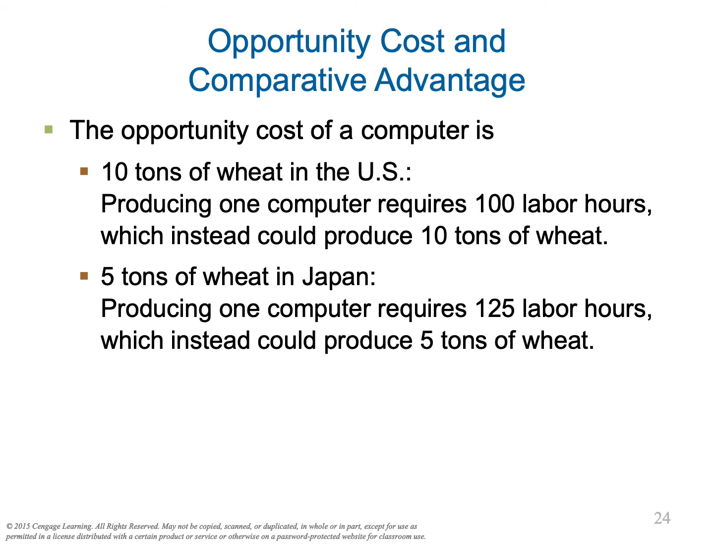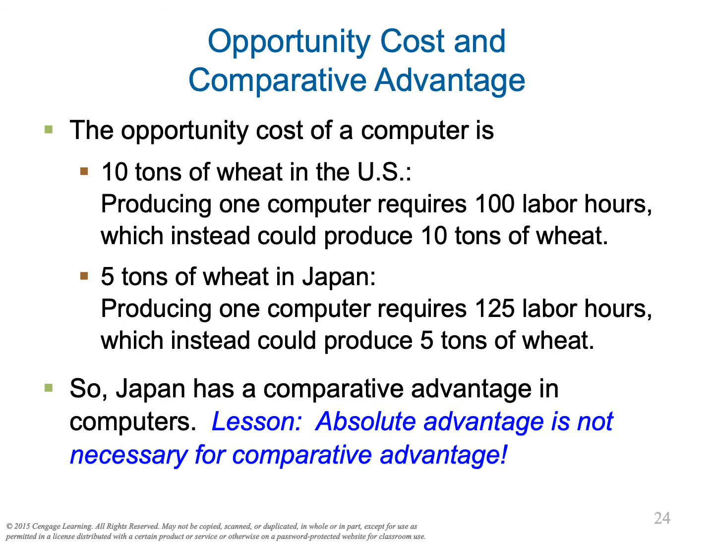Whereas for Japan, producing a computer requires 125 labor hours, which it could use to make 5 tons of wheat, because it takes 25 hours in Japan to make 1 ton of wheat. And so with those 125 hours, it could make 5 tons of wheat rather than making one computer. So in terms of opportunity cost, Japan has a lower opportunity cost. It only has to give up 5 tons of wheat, whereas the U.S. has to give up 10 tons of wheat.